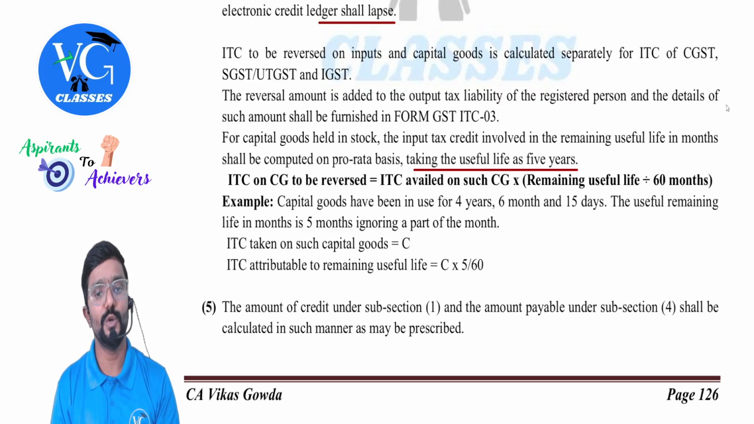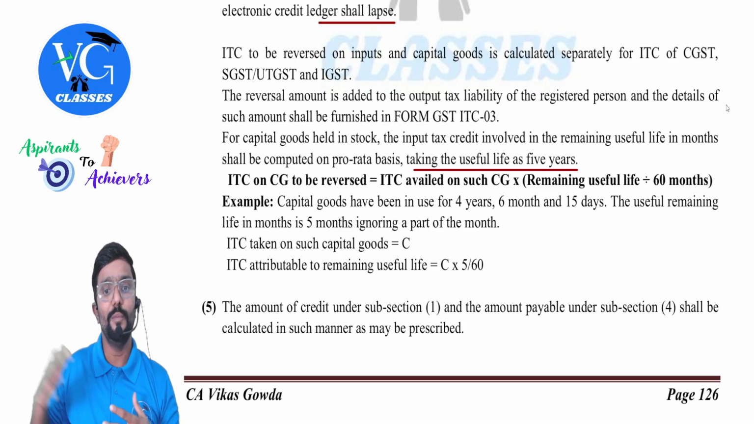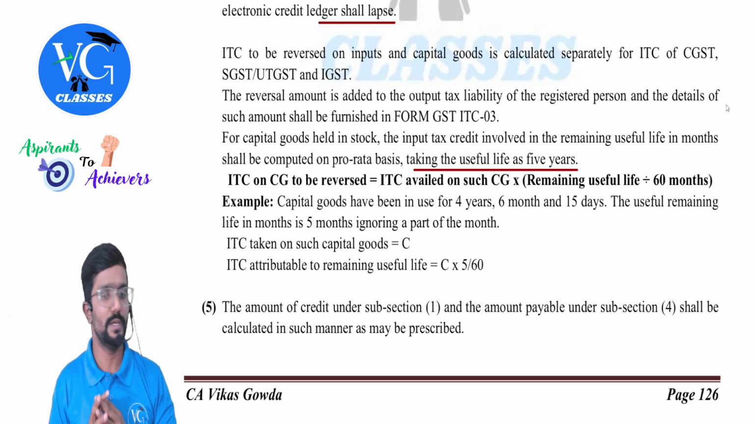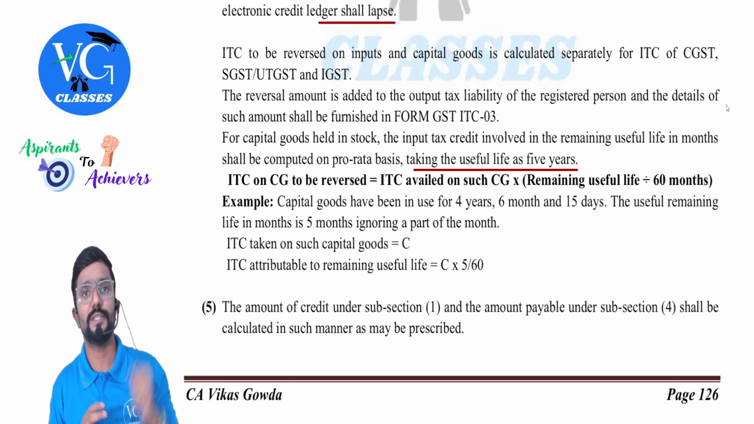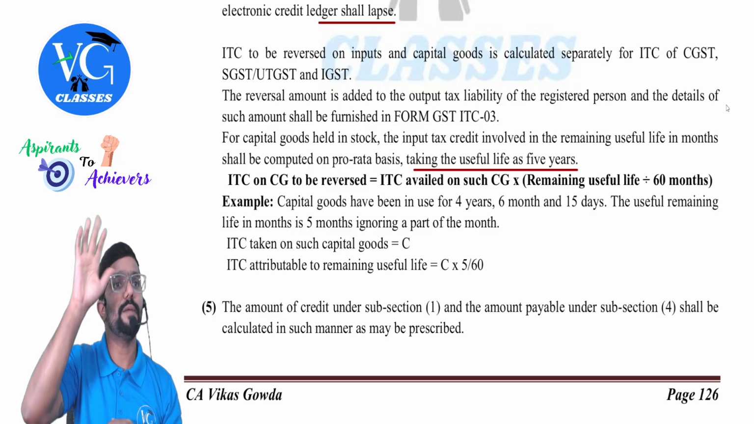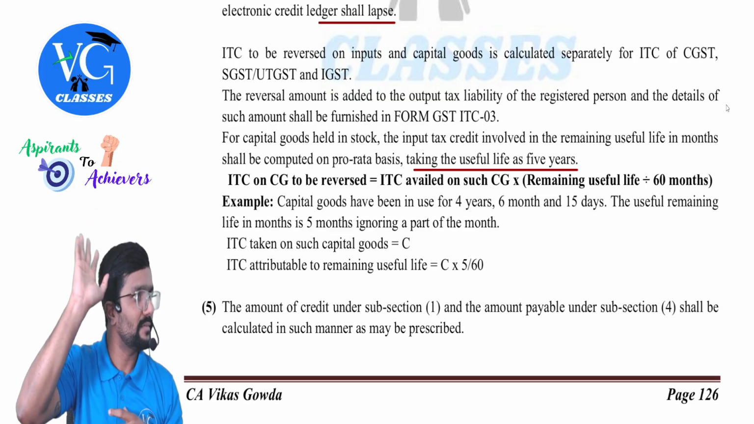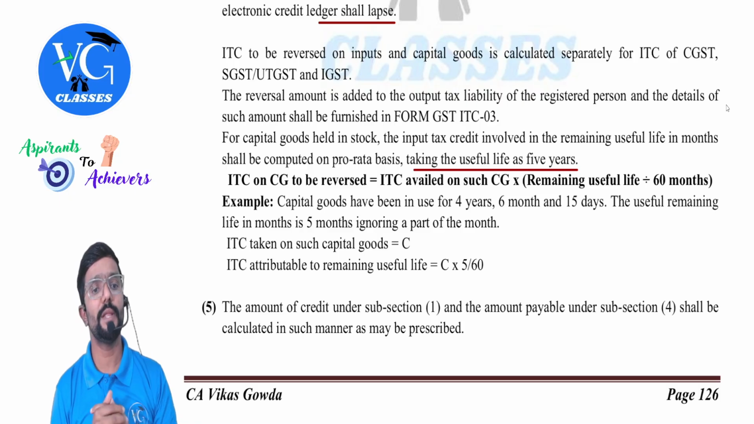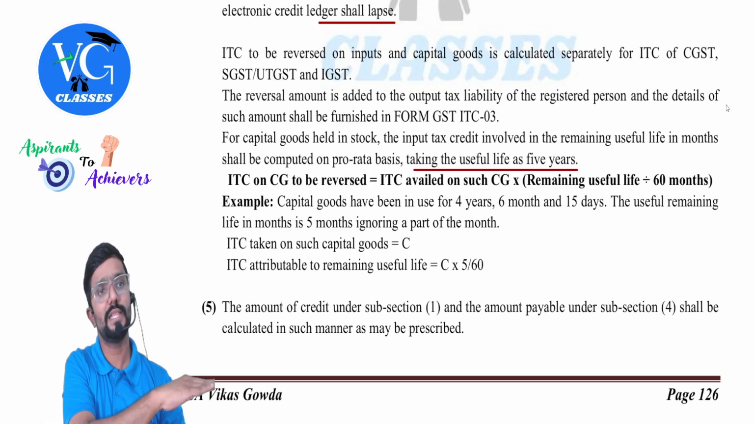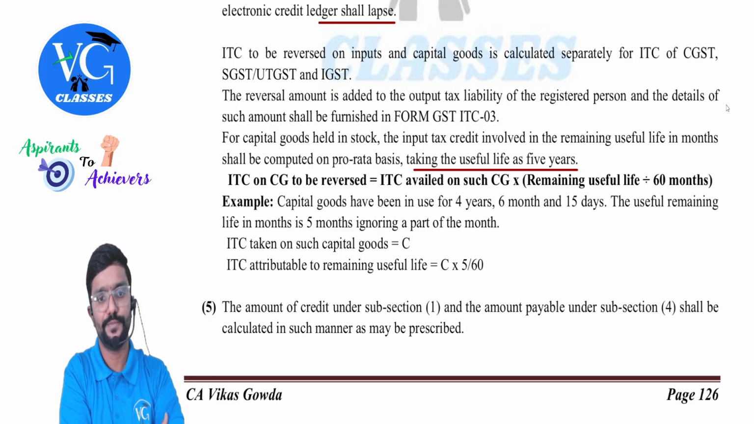Capital goods have been in use for 4 years, 6 months and 15 days. How many months should we take? Even 15 days, should I count it as 1 month? Yes. So in simple, 4 years, 7 months. So what is the remaining? 5 months, correct? Yes. The useful remaining life is 5 months, ignoring the part of the month. Clear? Because even for part of a month, we need to take a full month.